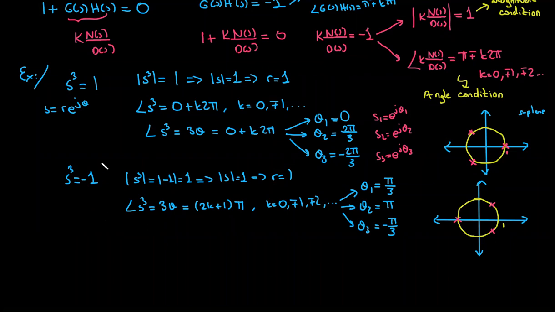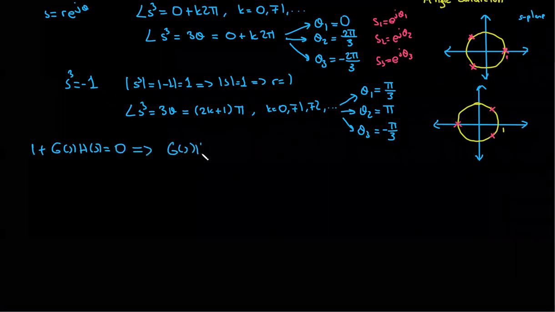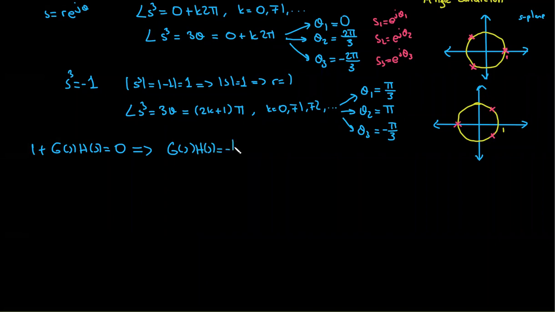Once again, if we go back to our original problem, we have 1 plus g of s, h of s is equal to 0. And from there, g of s, h of s is equal to -1.